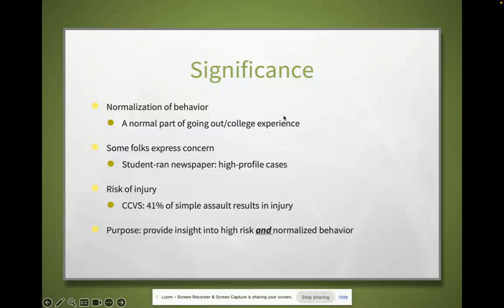And at least some folks within this particular college campus community did express concern. I found out from a friend of mine who was working for the student run newspaper on campus that there had been a high profile fight recently where one of the guys involved actually was put into a coma. He was in the hospital. A lot of students on campus found out about it, and they wrote into the student newspaper to express concern.